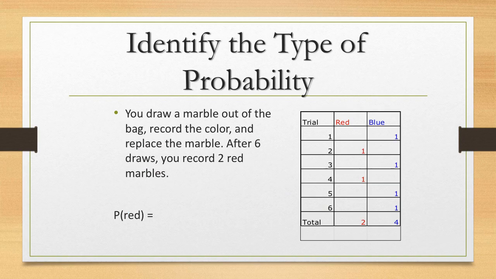Here's another one. Identify the type of probability. It says you draw a marble out of the bag, record the color, and replace the marble. After 6 draws, you record 2 red marbles. Okay, so this time we actually did something. We actually pulled marbles out of the bag. So since we actually pulled marbles out of the bag this time, this would be experimental.